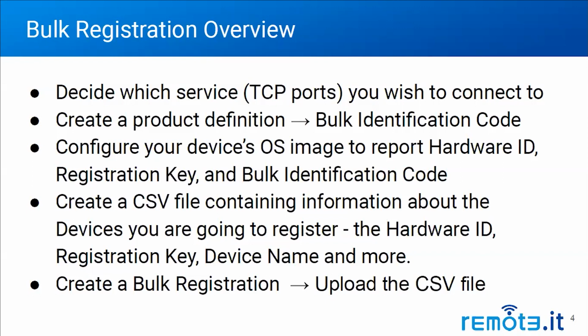Then you create a CSV, comma separated variable file. It's just a text file containing the information about the devices you're going to register, and it needs to contain the hardware ID, registration key, and device name for each device. Then you create a bulk registration and upload the CSV file. And then you also publish it, and we'll get into that.